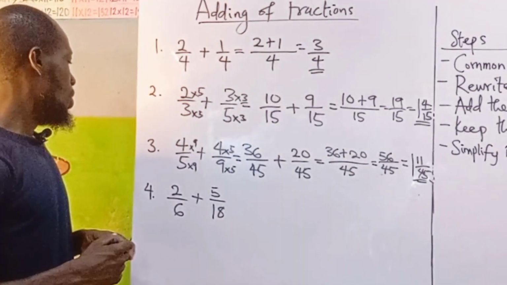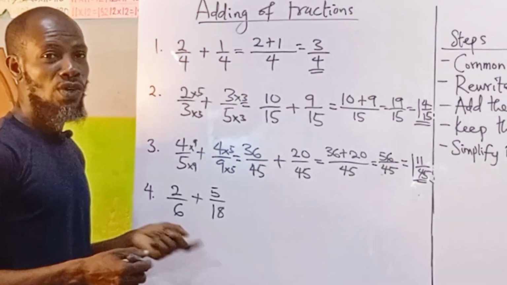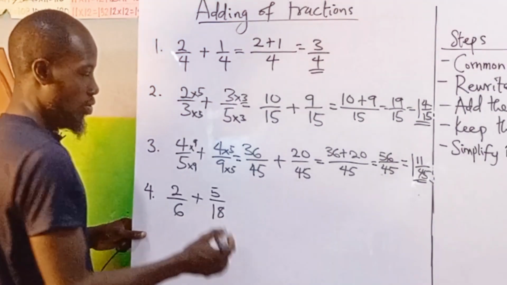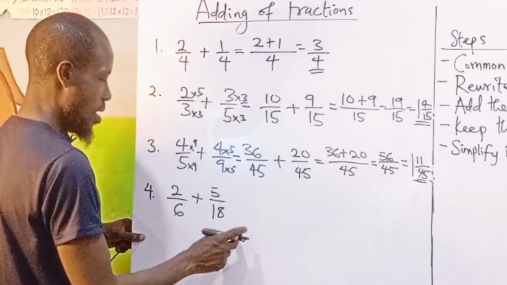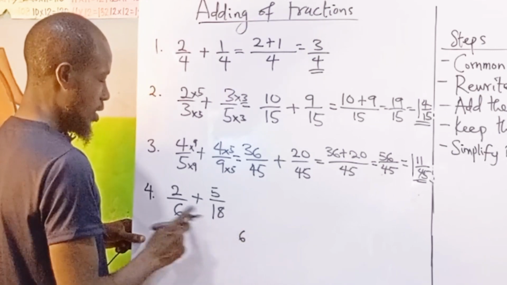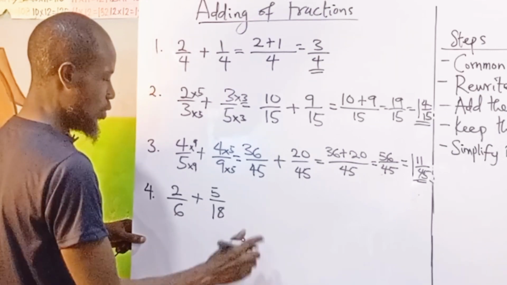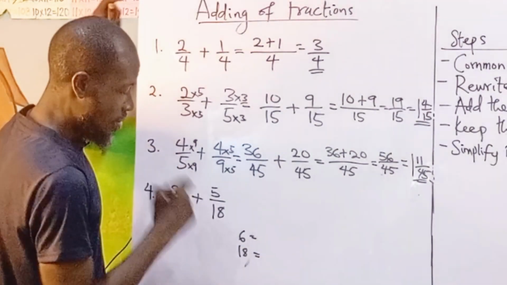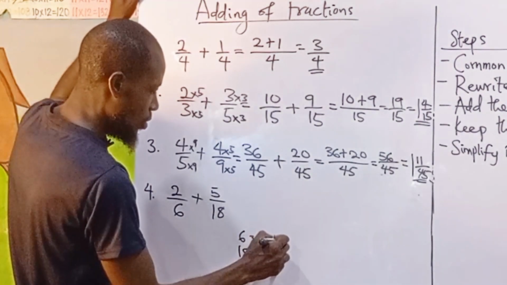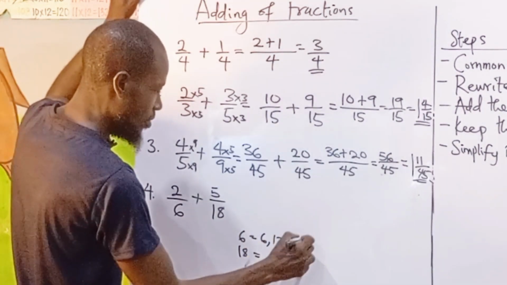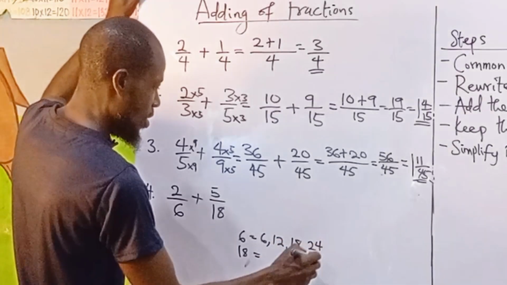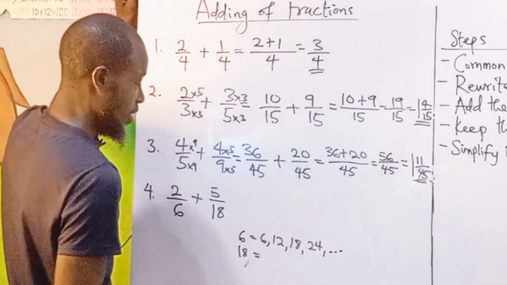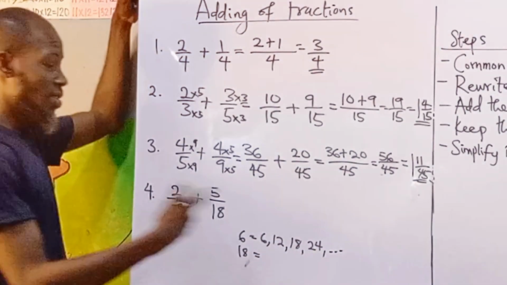So can you see that now? The same thing we are going to do for the last question. To get a common denominator, we use the multiple method. The multiples of 6 and multiples of 18. Multiples of 6, we have 6, 12, 18, 24, and that still continues, as the multiples are infinite. Multiples of numbers are infinite.